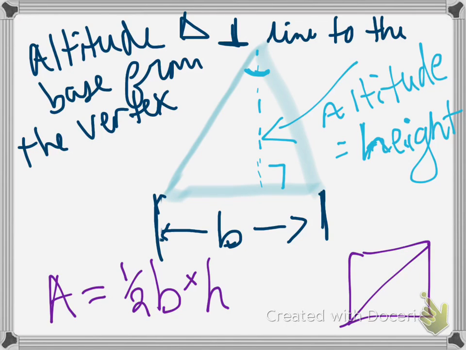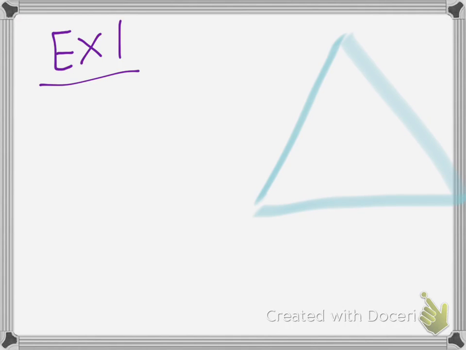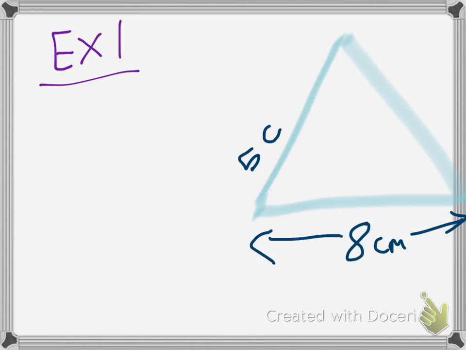So we're going to go ahead and do some examples. So example 1, finding the area of a triangle. Let's draw ourselves a nice big triangle here. Alright, I'm going to give you the information that this is 8 centimeters. This side is 5 centimeters and 5 centimeters.